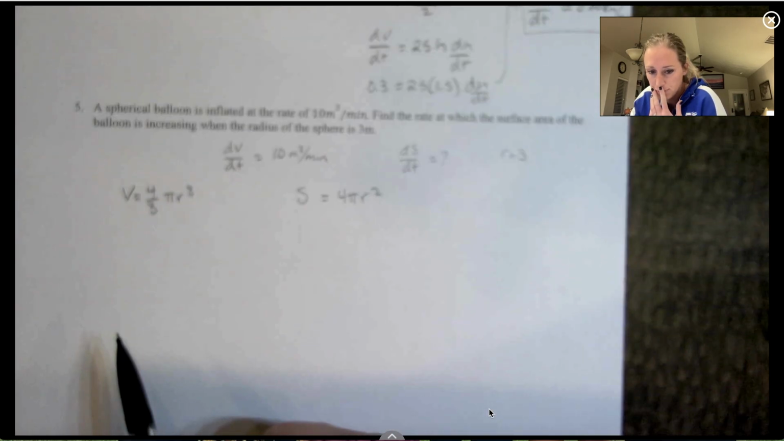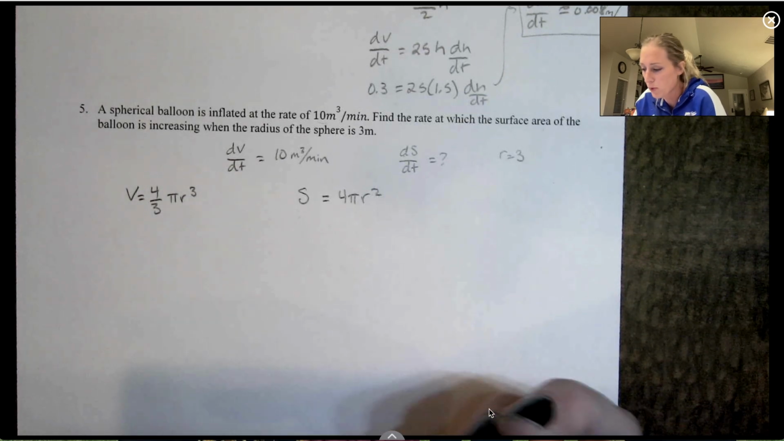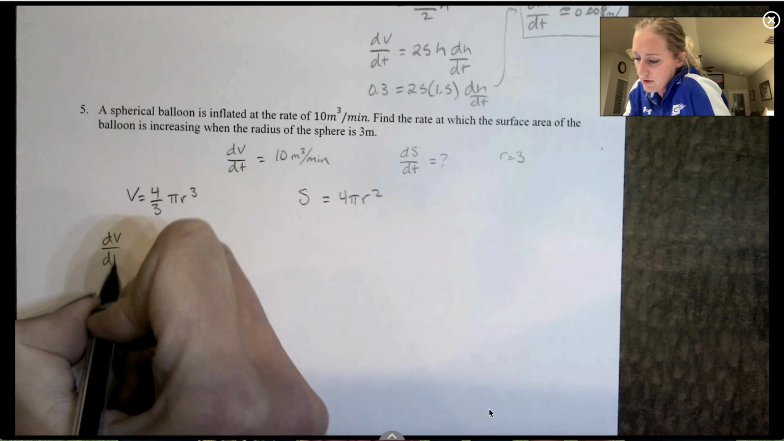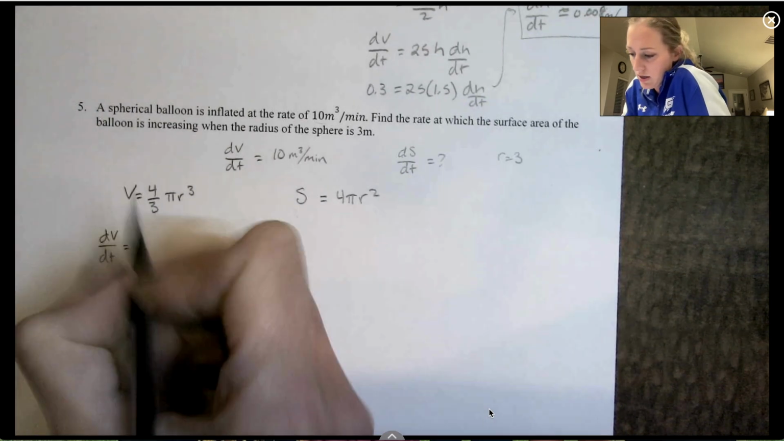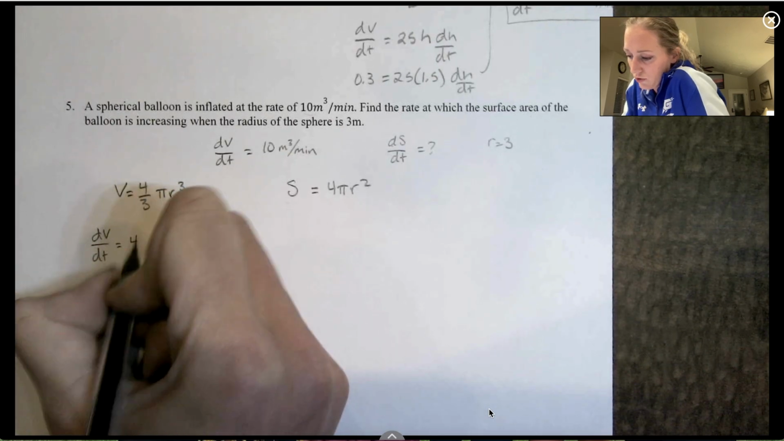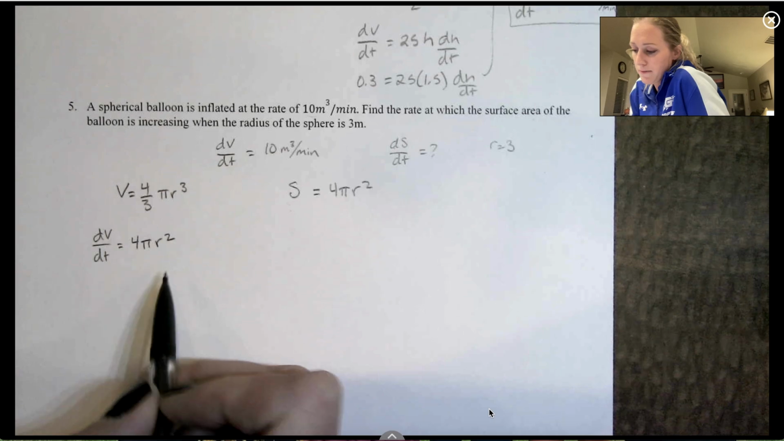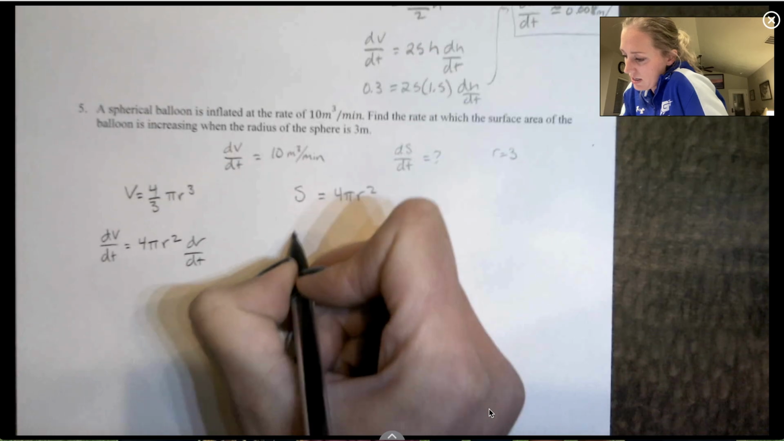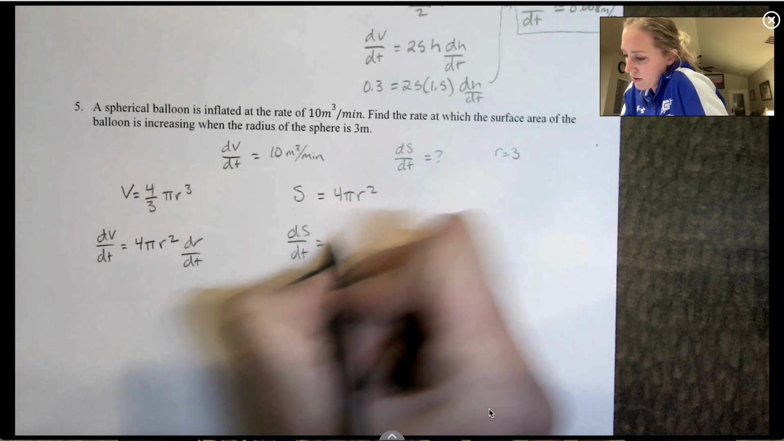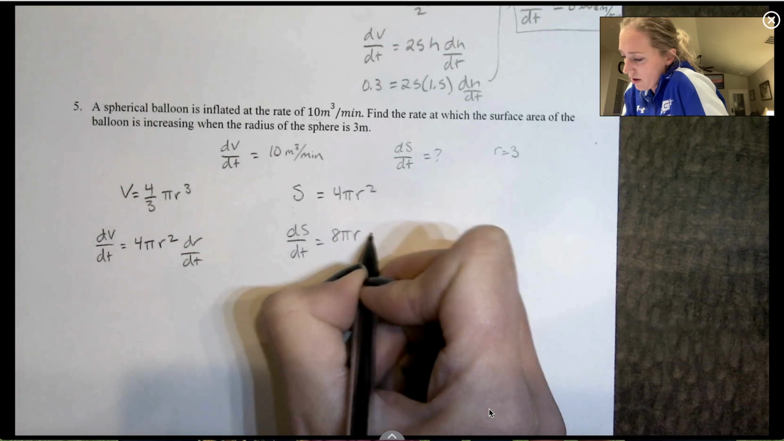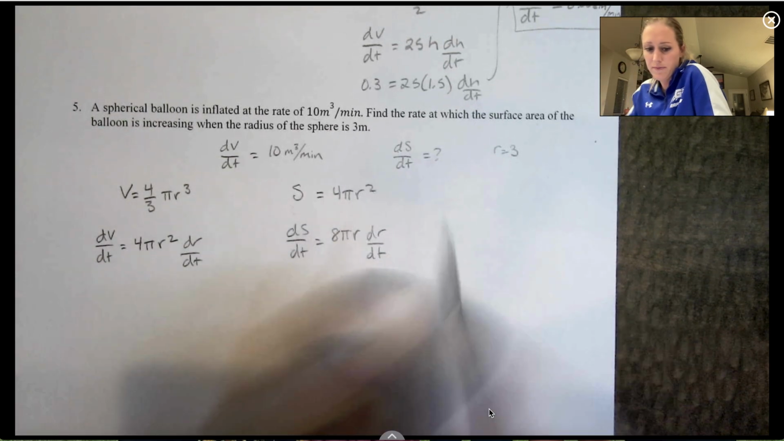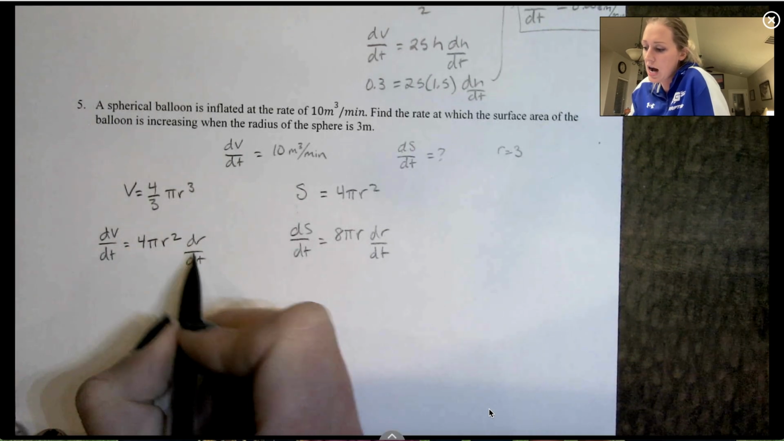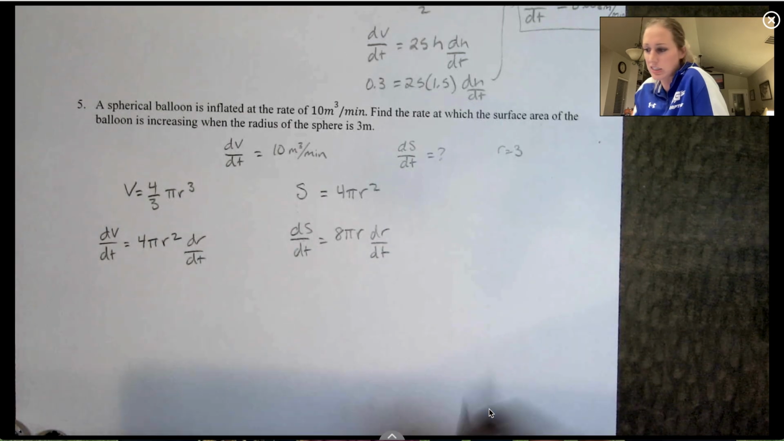So here what I'm going to do is still differentiate both equations. We've got dV/dt equals, when I bring down my 3, the 3 goes away, and we're left with 4 pi r squared dr/dt. And if I differentiate here, dS/dt, bring down our 2, we get 8 pi r dr/dt. Because both of these equations have dr/dt, and I want to end up using this one because I'm looking for dS/dt, right? That's what I want to find.